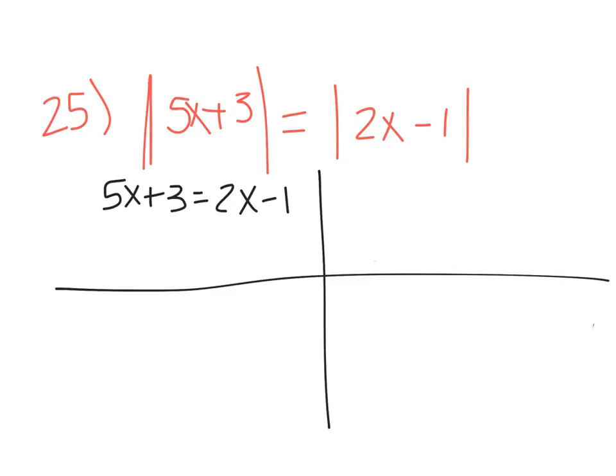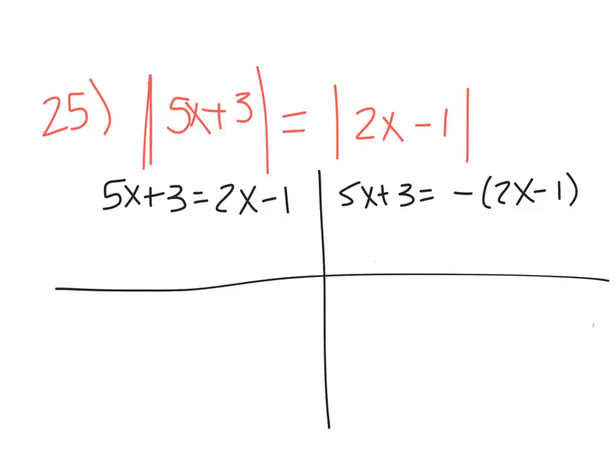Close. Our second option would be that 5x plus 3 equals the negative of 2x minus 1. So the opposite of the entire thing, not just part of it, the whole thing. Again, we're not writing yet. I'll tell you when to start writing. Okay, so that takes care of switching the sign for the absolute value of 2x minus 1 here.